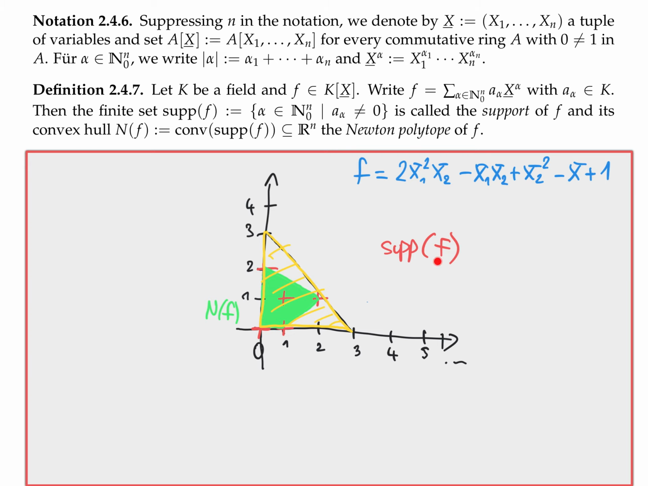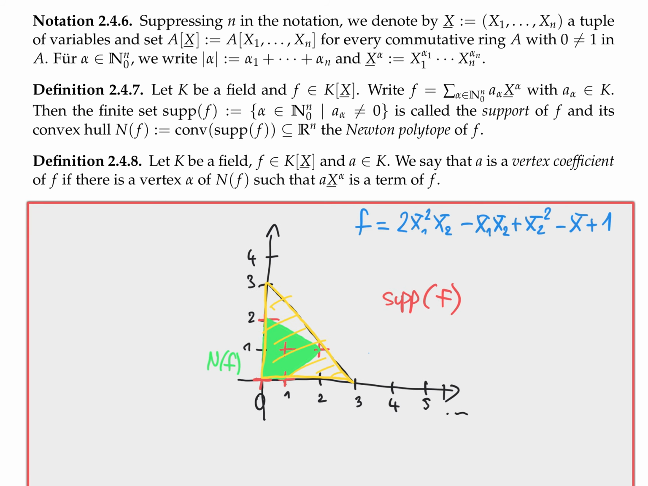And of course, the support gives even more information. But for some reason, we will see it's for some aims exactly the right thing to look at with the Newton polytope. For other things, it's important what the degree of your polynomial is. So it depends on what you want to look at. The support usually has too much information for many things, and the Newton polytope for some things is exactly the right thing to look at.